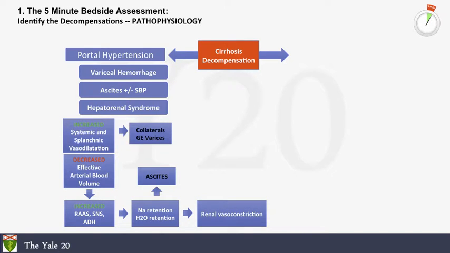Or if you have end-stage physiology, then you can have renal vasoconstriction, where the kidney is just completely trying to hold on to as much as it can. This leads to the dreaded hepatorenal syndrome.